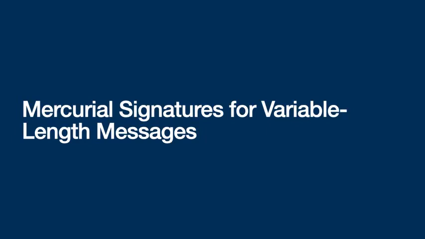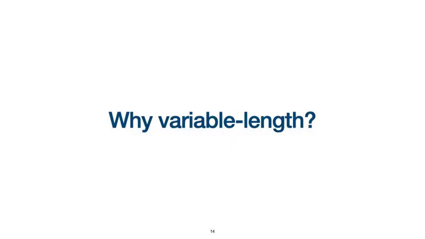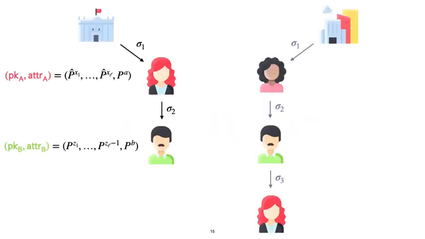So now moving to the content of this paper, the question is, why do we want variable length messages? So we consider a situation in which users have credentials under different certification authorities. So Alice could have a credential from the government. She could also have a credential from her employer. And we want to construct something that allows Alice to have the same underlying secret key under both CAs.